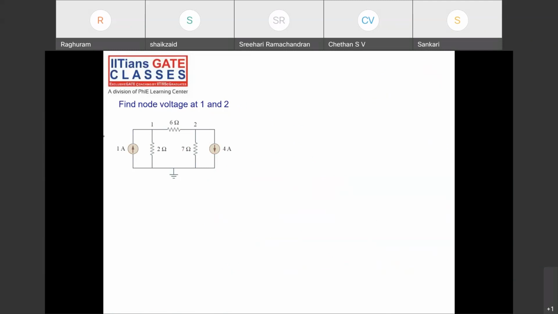Find the voltages at nodes 1 and 2 quickly. So how do you do this? Which method? Nodal analysis. Yes. Write down the equations for V1 and V2.